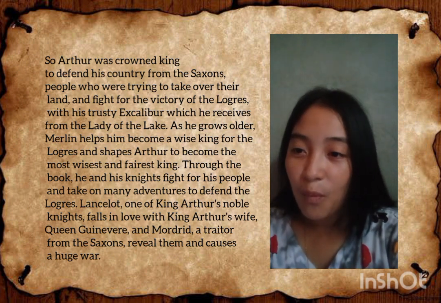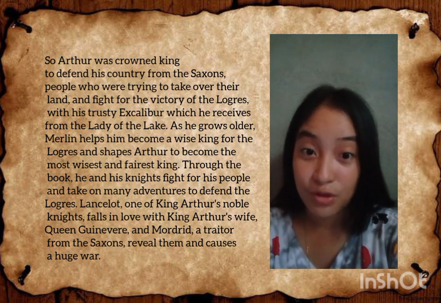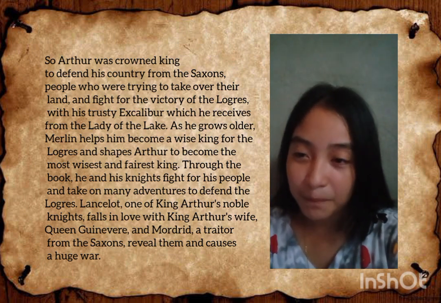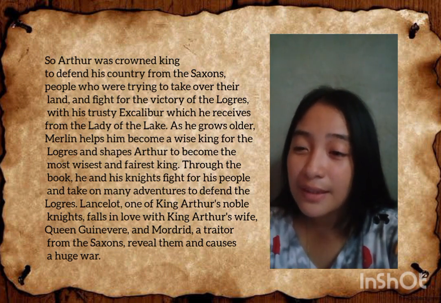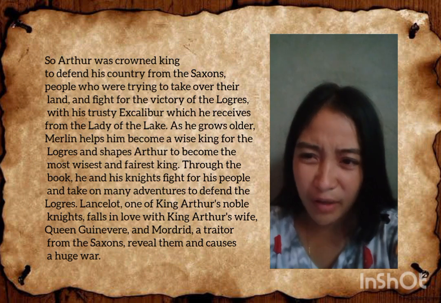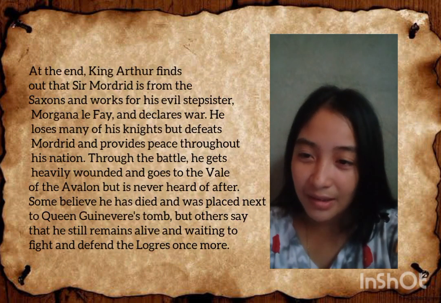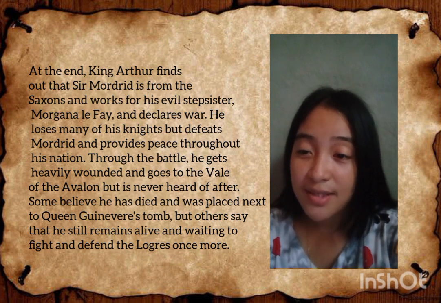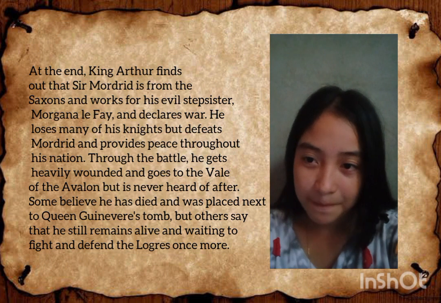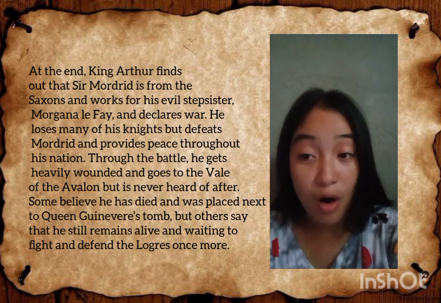Lancelot, one of King Arthur's noble knights, falls in love with King Arthur's wife, Queen Guinevere, and Mordred, a traitor from the Saxons, reveals them, which causes a huge war. At the end, King Arthur finds out that Sir Mordred is from the Saxons and works for his evil stepsister Morgana Le Fay, and declares war.